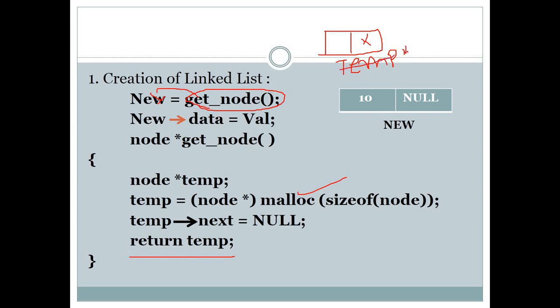Okay, so now we are getting new's data value. So we are giving the value in the data part of new, means in this place. Okay, so this is the creation of a linked list. We have created this node by using this code.